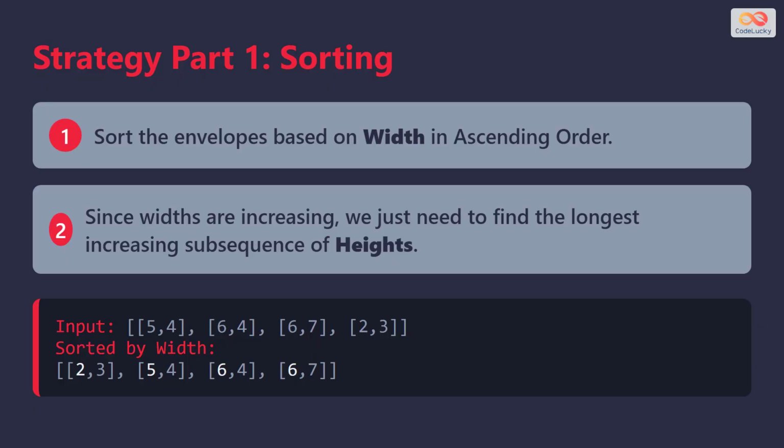So, the first part of our strategy is to sort the envelopes based on width in ascending order. By doing this, we guarantee that for any envelope later in the list, its width is greater than or equal to the previous ones. This allows us to ignore the width constraint for a moment and focus solely on finding an increasing sequence of heights.